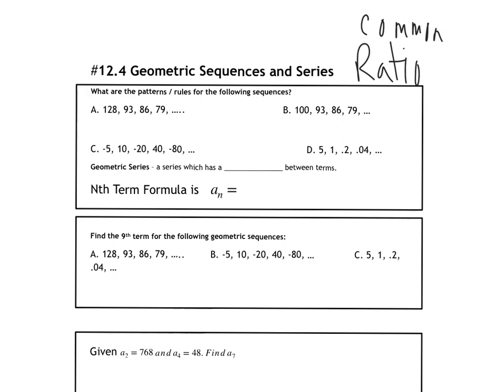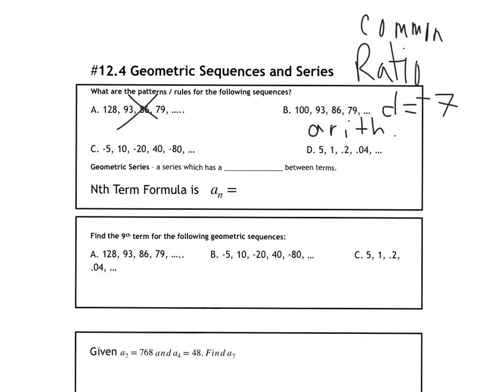Okay, so as we look here on this first one, letter A, and I divide 93 by 28 or 86 by 93 or 79, there's no pattern there. Okay, on the next one, letter B, what you notice is that this one goes down by -7. Subtraction. So that's back to being arithmetic.